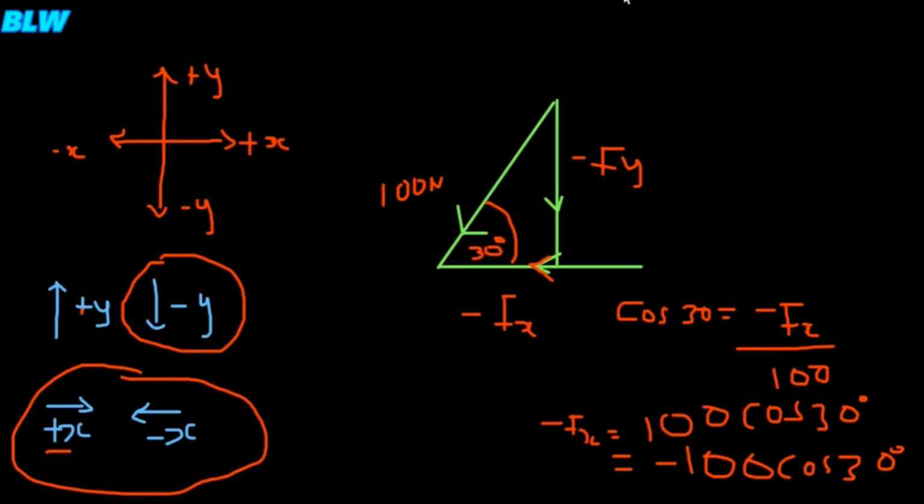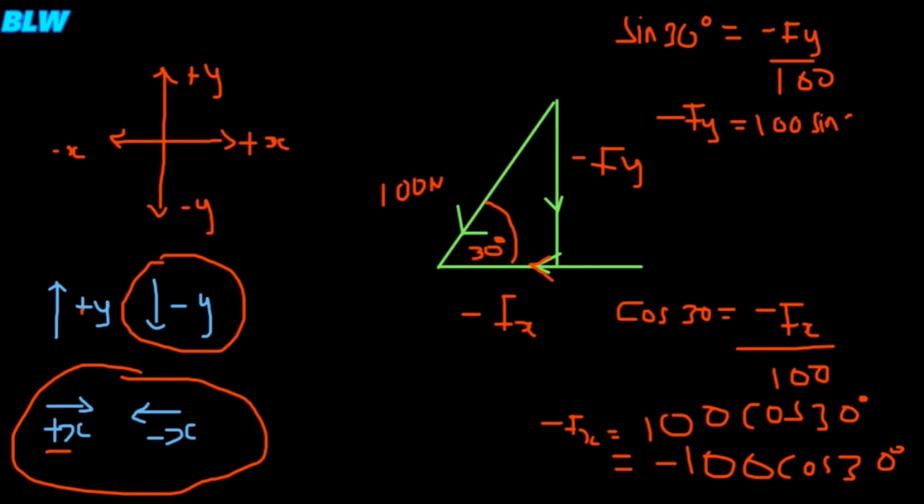You will do the same for the y part. So the y is also opposite. So I can say sine of 30 degrees equals opposite, which is negative Fy over hypotenuse, which is 100. So I have negative Fy is equal to 100 sine of 30 degrees. So I can divide both sides by -1. So then I have Fy to be equal to -100 sine of 30 degrees. So that will be the y component of this force also.